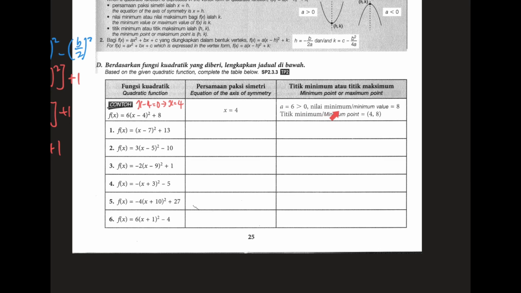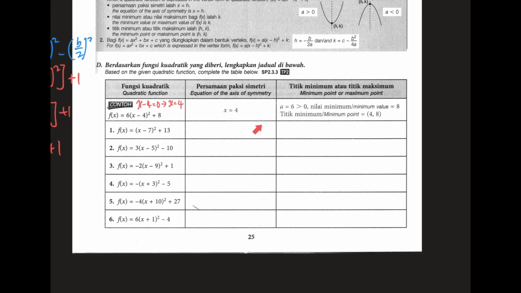The minimum value is 8. From where? From here. This is the y. Positive 8 is the y. So the y is the minimum value. Why we call this minimum value? Because a is greater than 0. The graph is a smiling face graph. So a is 6 for our case here. Then the minimum value is this one. The minimum point is the x, which is 4, and the y, which is 8: (4, 8).